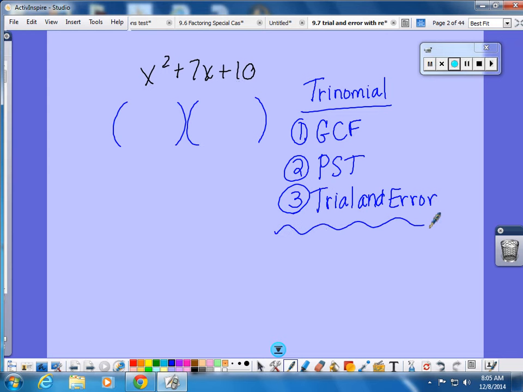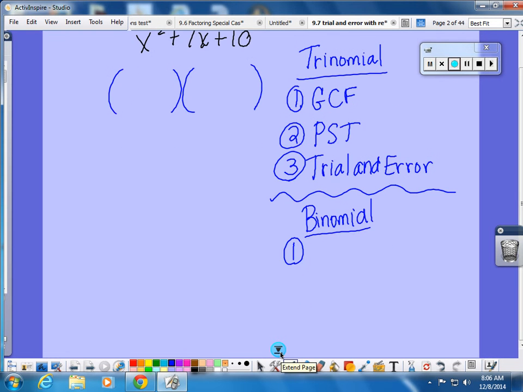By the way, if you have a binomial, you can do 2 things. Kind of interesting how that works out. Trinomial, you can do 3 things. Binomial, you can do 2 things. You can always look for a greatest common factor. Or what's the other thing you know you can do with a binomial? We talked about it Friday. Difference of 2 squares. That's right, the difference of 2 squares.